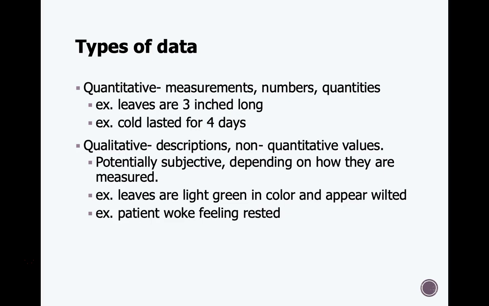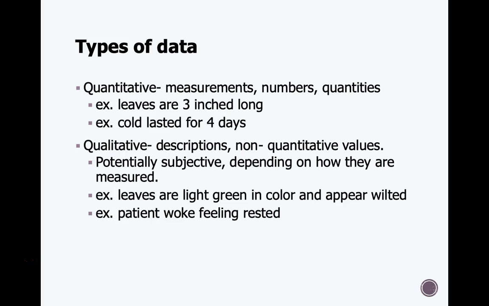So once we have done this fantastic randomized double-blind experiment, we're going to collect some data. This is the stuff of our prediction. There are different types of data that you can collect, and these are pretty straightforward. You've got quantitative data. Quantitative means numbers, measurements, quantities, things like that. So for example, leaves are 3 inches long. The cold lasted for 4 days. Quantifiable data.